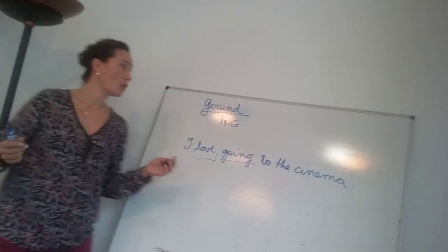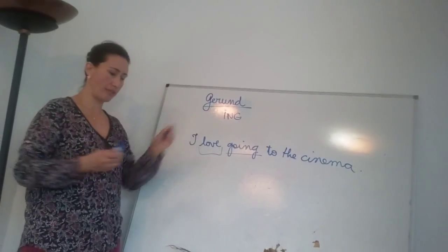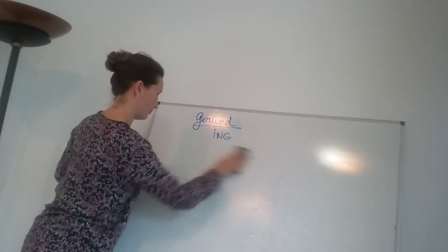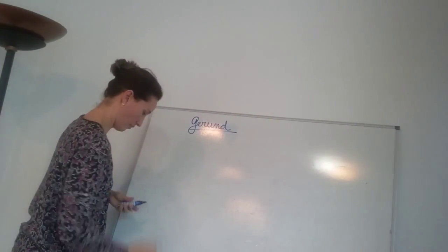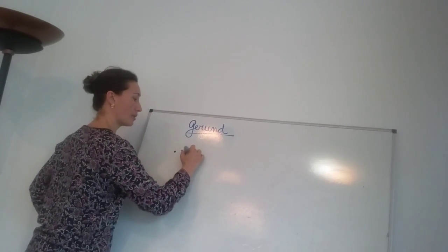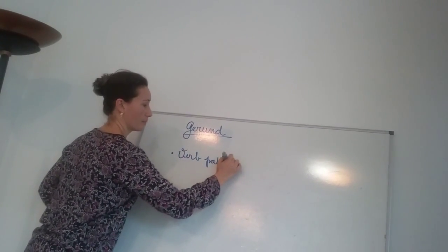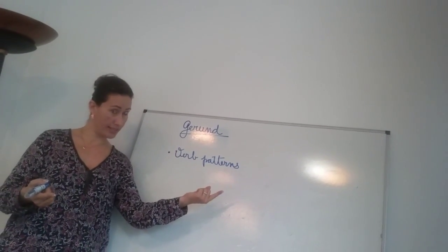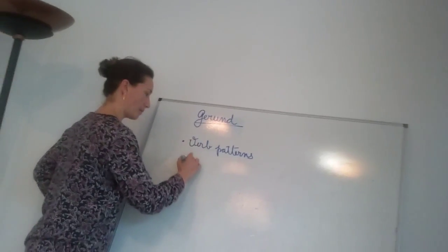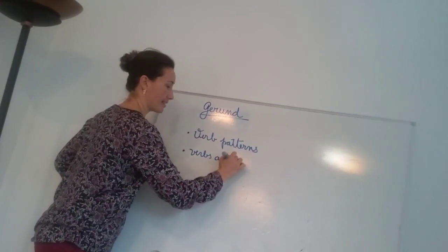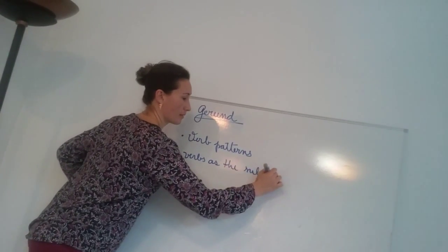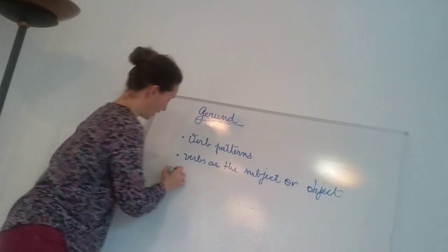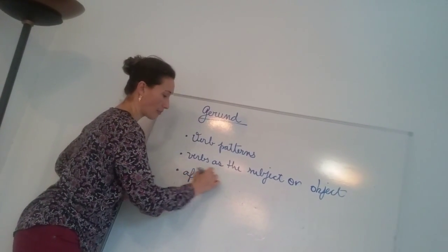So, as you can see, we have three rules for the use of gerund. Let's just remember what they are. We have, first thing, our verb patterns, that is the first verb determining the pattern of the second. We have verbs as the subject or object of the sentence. And we have to use gerund after prepositions.